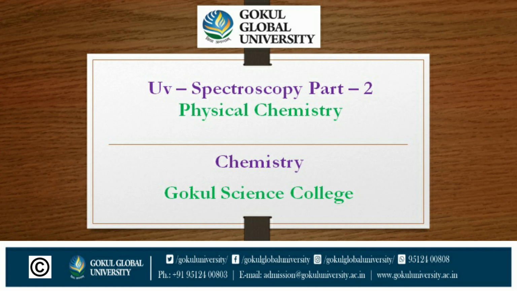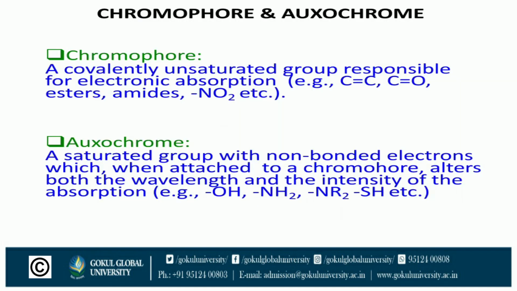Today we discuss part 2 of UV spectroscopy, which we discussed in our previous video. So today the first topic is chromophore and auxochrome. What is a chromophore? A covalently unsaturated group responsible for electronic absorption.